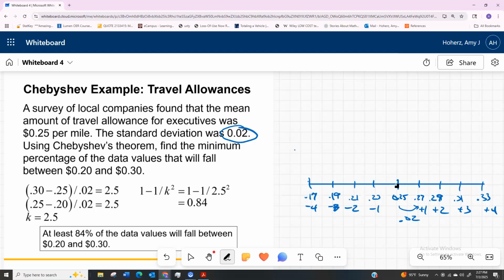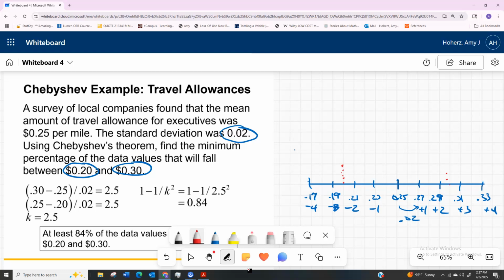So now let's look at what the question asks. It says minimum percentage of values that fall between 20 cents and 30 cents. So we'll look on our chart, and I see that 20 cents to 30 cents is here to here. And so that's between -2.5 standard deviations and +2.5 standard deviations. For Chebyshev's, we have to have them even like that. You can't do like down 2.5 and up 1.5. So down 2.5, up 2.5.